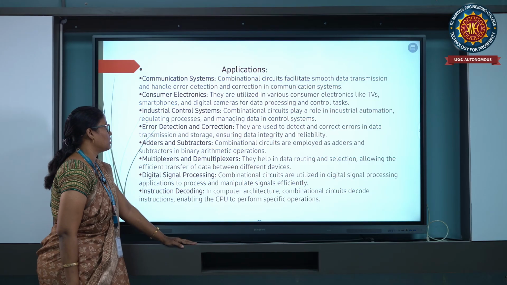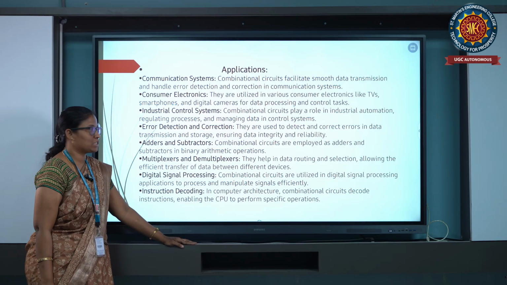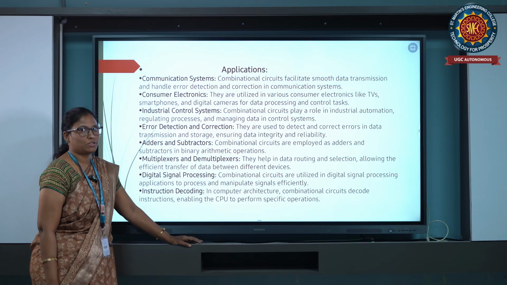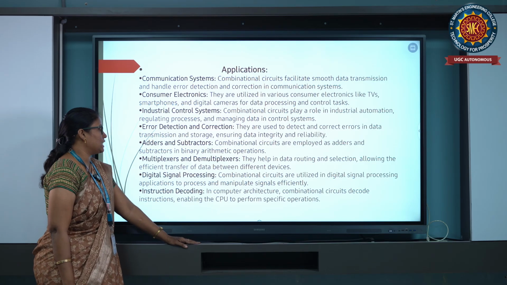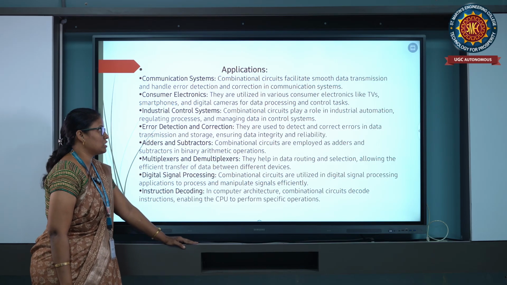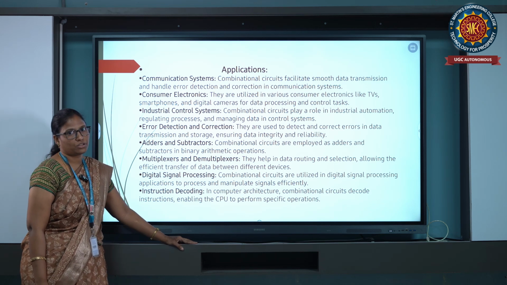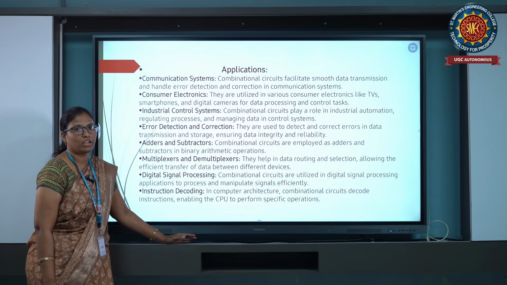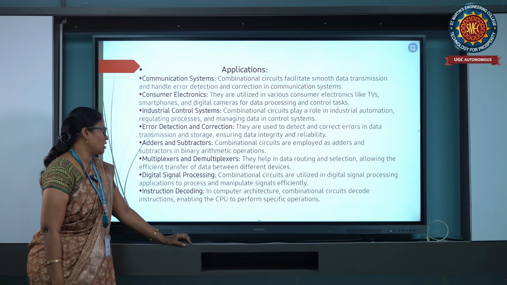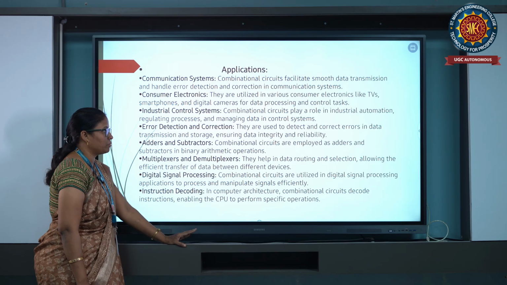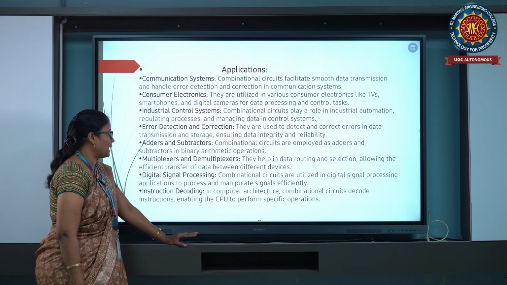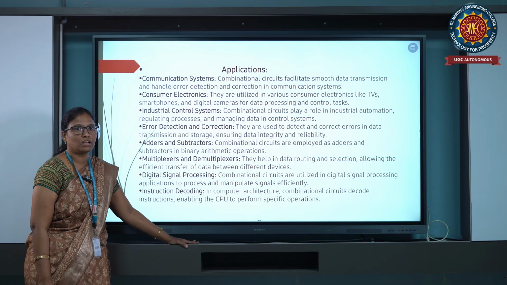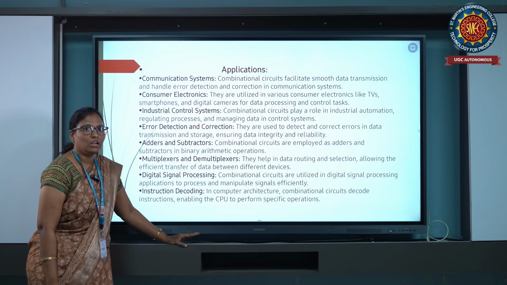Going to error detection and correction, they are used to detect and correct errors in data transmission and storage. Adders and subtractors: these combinational circuits are employed as adders and subtractors, which can be seen in many circuits where we have arithmetic and logical operations. Considering multiplexers and demultiplexers, these are used for data routing and selection. Mostly we use them in communication systems. The multiplexers are used at the transmitter and the demultiplexers are used at the receiver.